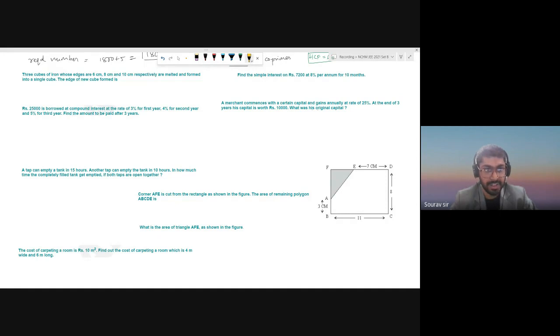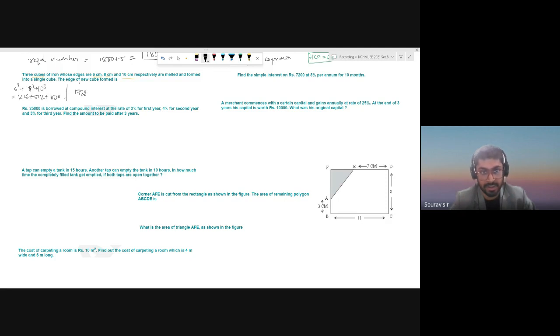The first one is 3 cubes of iron whose edges are 6 centimeter, 8 centimeter, 10 centimeter are melted and formed a single cube. All right. So what were the volumes? 6 cube plus 8 cube, right? And 10 cube. So that is 216 plus 512 plus 1000. What do they add up to? They add up to 1728.